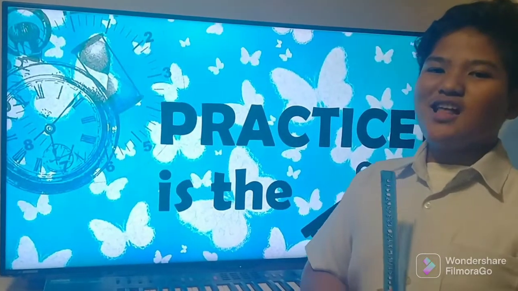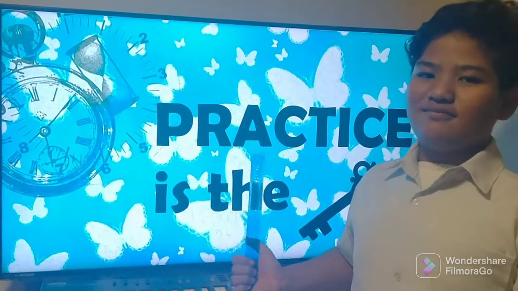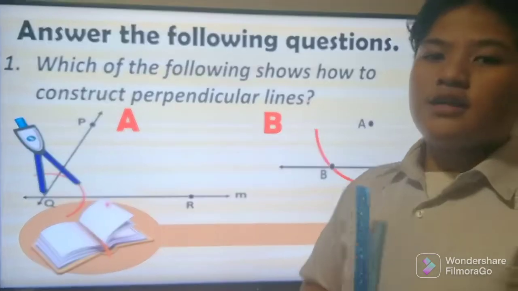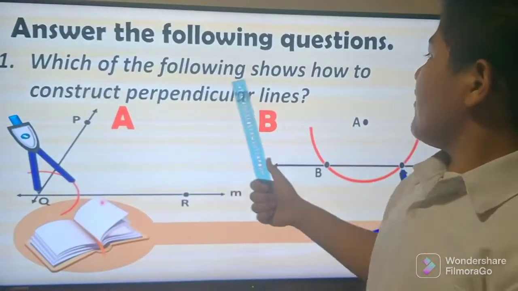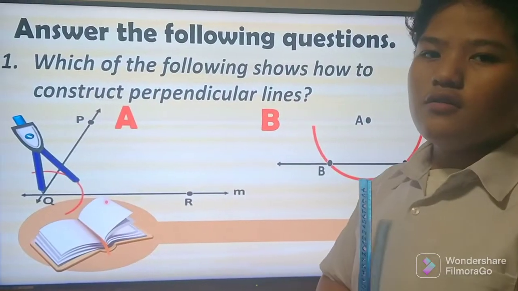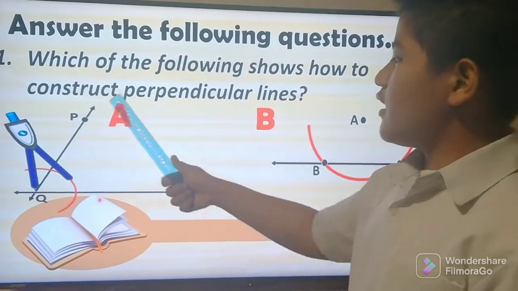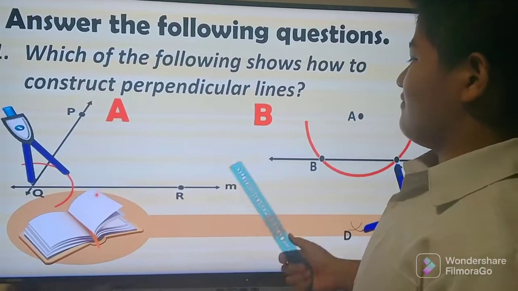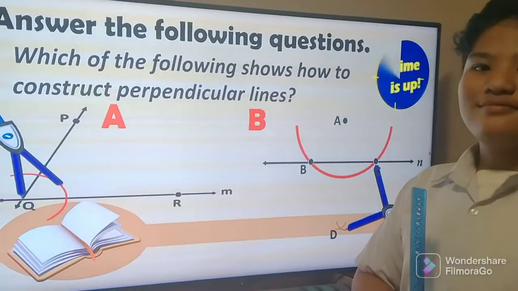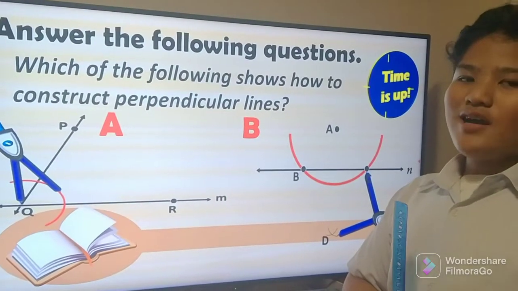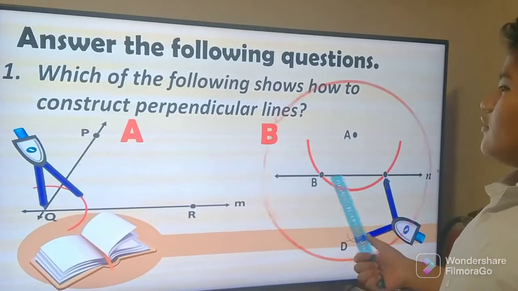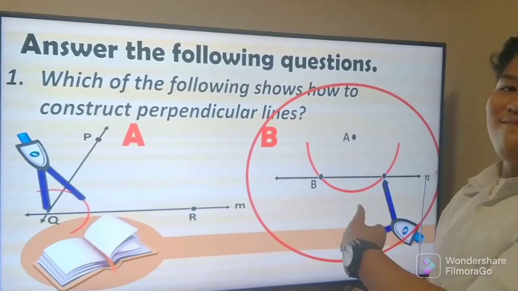Let's test ourselves. Practice is the key. Answer the following questions. Number 1. Which of the following shows how to construct perpendicular lines? Do you think it is letter A or is it figure B? What do you think is the answer here in number 1 question? Time's up! If your answer in number 1 question is figure B, yes, you are correct. The answer is figure B.